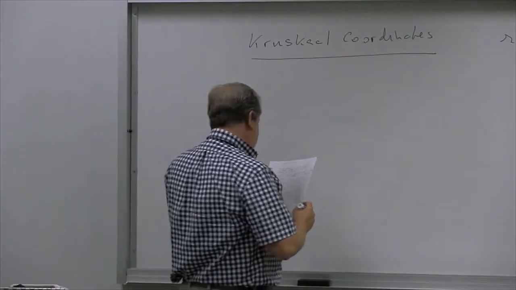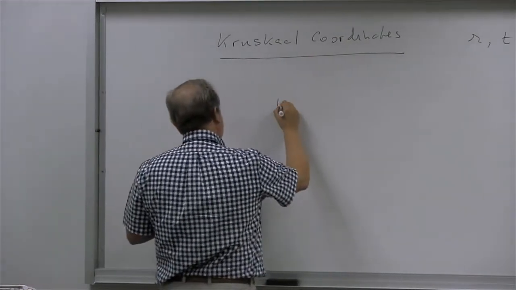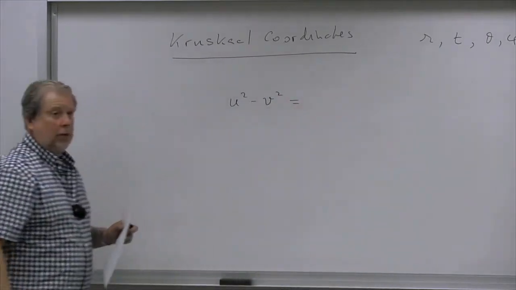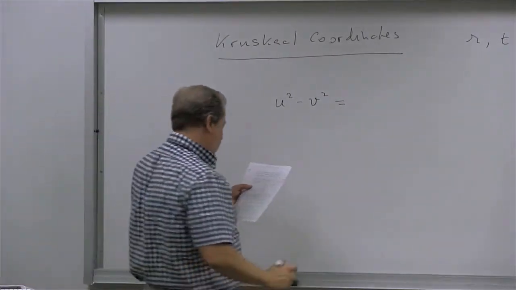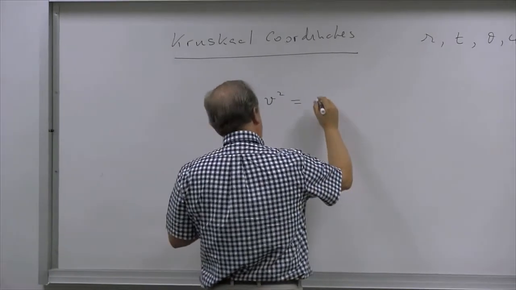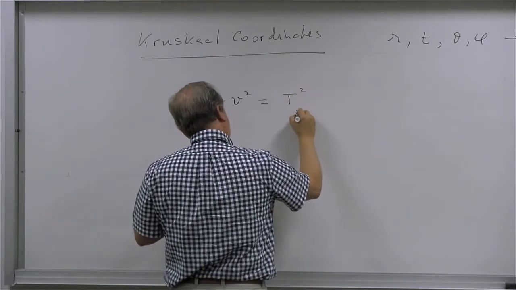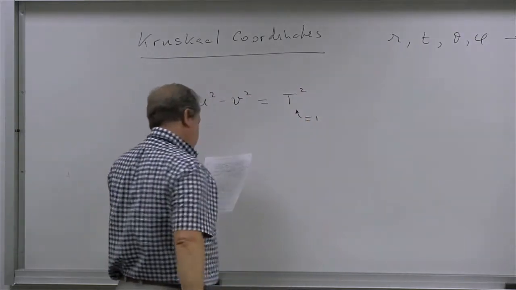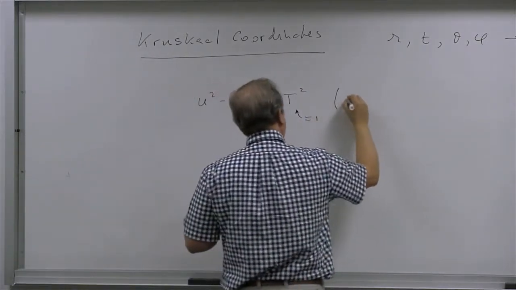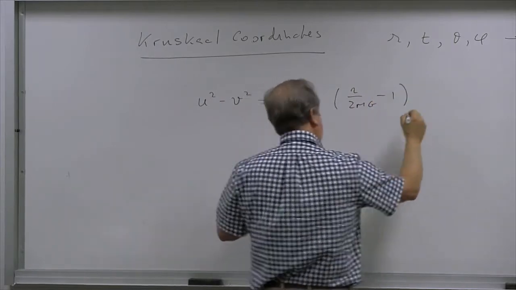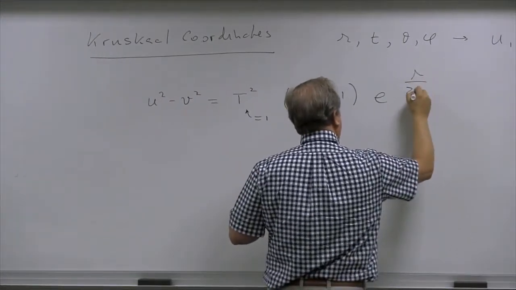And the way he defined it was in the following way: u squared minus v squared is through some sort of implicit relationship. u squared minus v squared is equal to some constant, which we take to be 1, times (r divided by 2MG minus 1) times e to the r over 2MG.